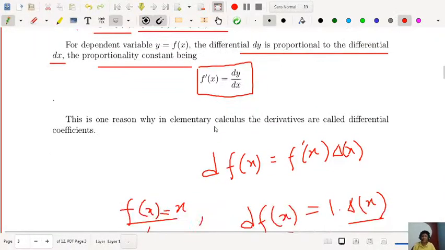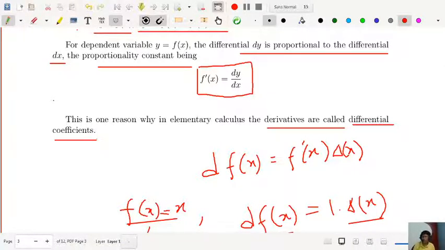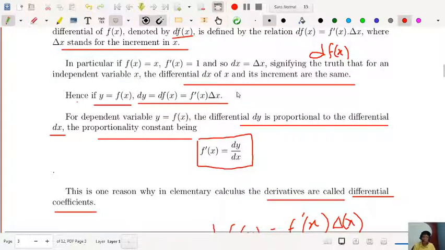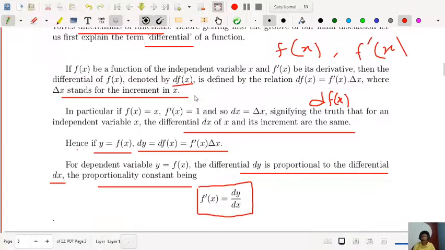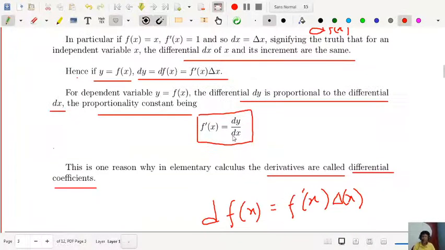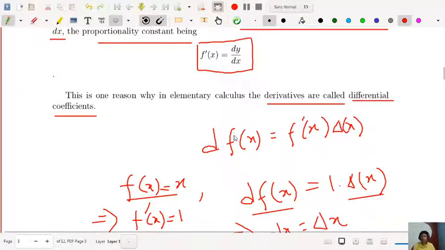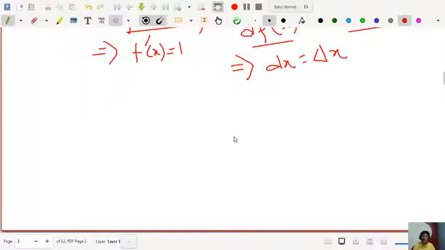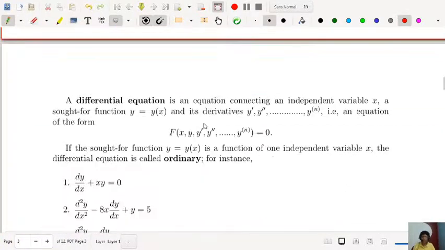This is one reason why in elementary calculus the derivatives are called differential coefficient. There is a question, why are the derivatives called differential coefficient? So this is the concept of that, and this is the explanation of that before going into the detail of the differential equation. I hope this is clear to all of you. Let me move to the definition of differential equation and several other definitions related to differential equation.